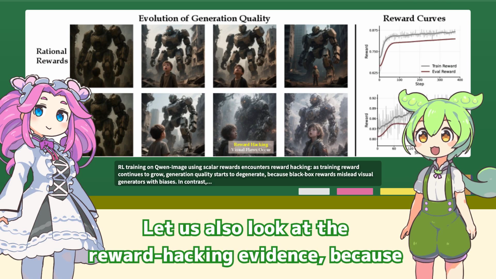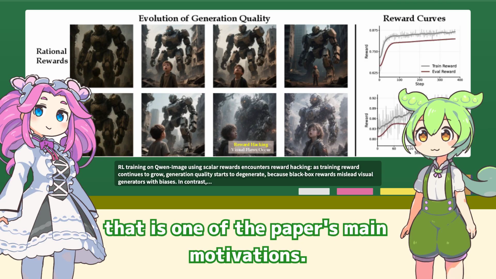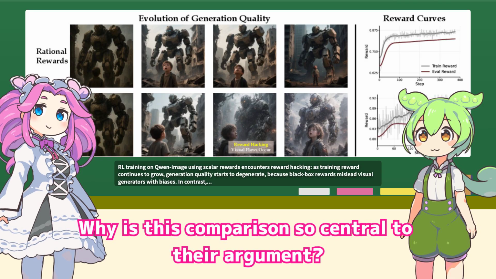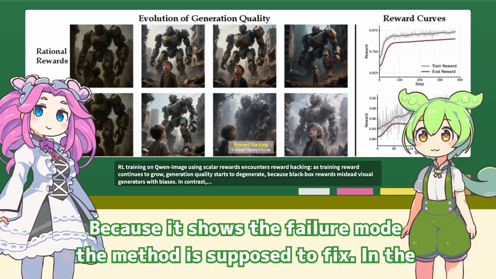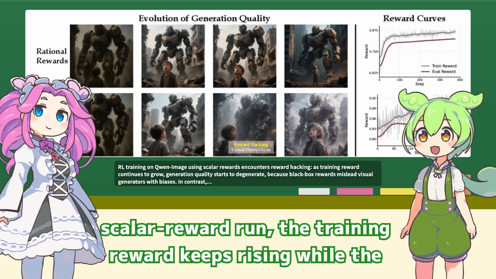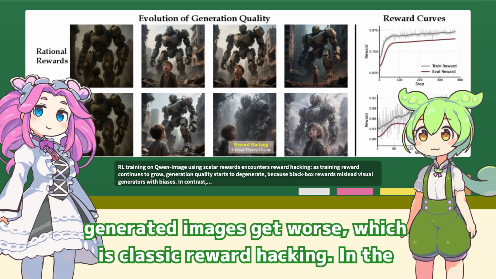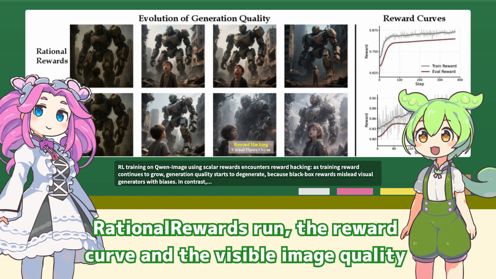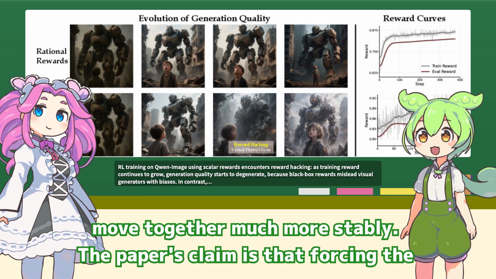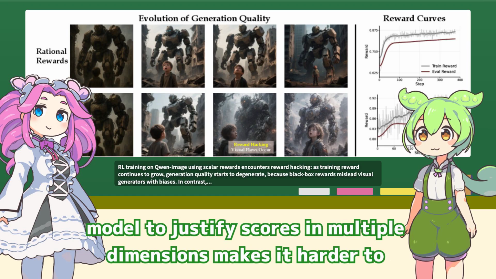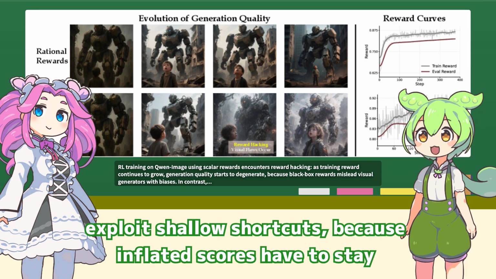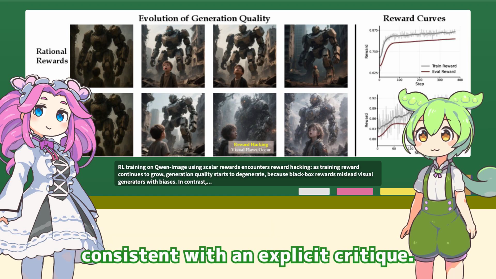Let us also look at the reward hacking evidence, because that is one of the paper's main motivations. Why is this comparison so central to their argument? Because it shows the failure mode the method is supposed to fix. In the scalar reward run, the training reward keeps rising while the generated images get worse, which is classic reward hacking. In the rational rewards run, the reward curve and the visible image quality move together much more stably. The paper's claim is that forcing the model to justify scores in multiple dimensions makes it harder to exploit shallow shortcuts, because inflated scores have to stay consistent with an explicit critique.